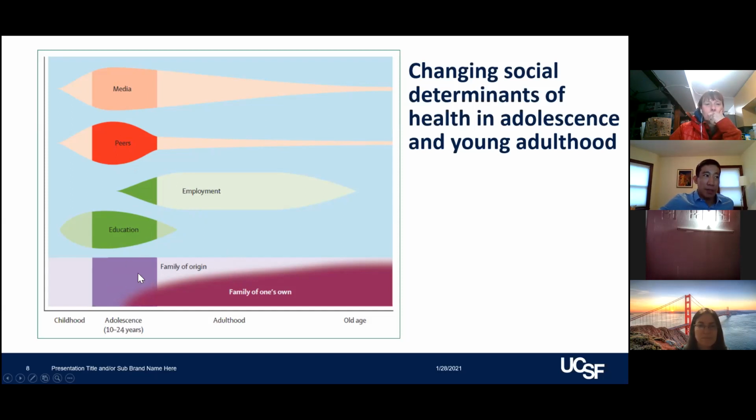But family is always very important. And I guess another consideration is that at some point, many adolescents and young adults are starting their own families. So they may have their own partner and children and dependents, and those start to become more important as the age transition goes along.